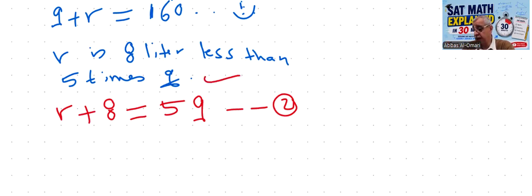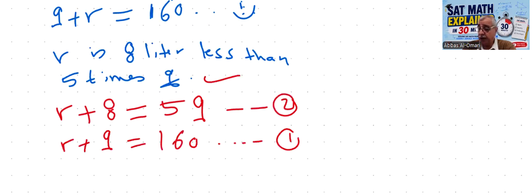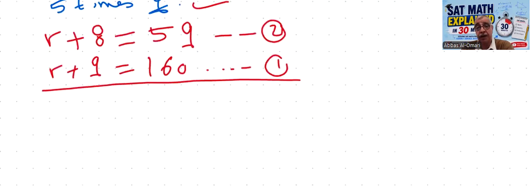The first condition is R plus Q equals 160. This is equation 1. So we have two equations with two unknowns, and we can now solve them easily. By subtracting, because we have R here and R here, it's easy to get rid of R. If we subtract equation 2 from equation 1, R minus R is 0.